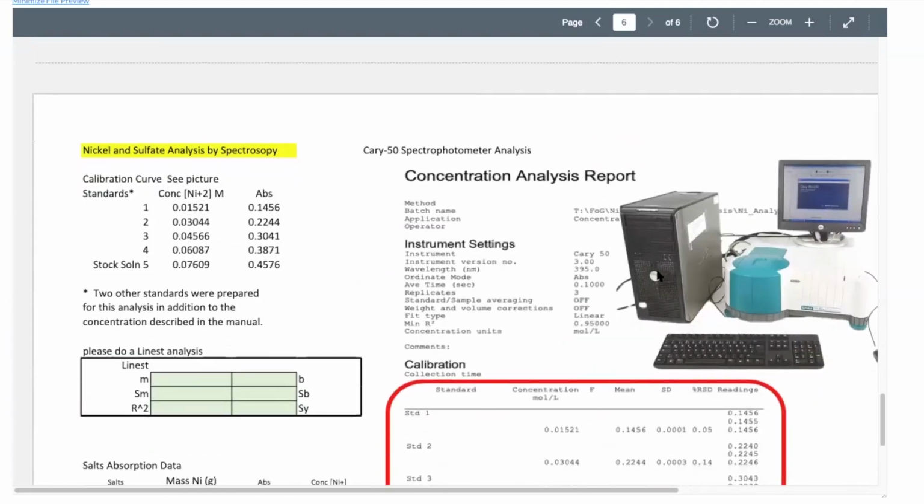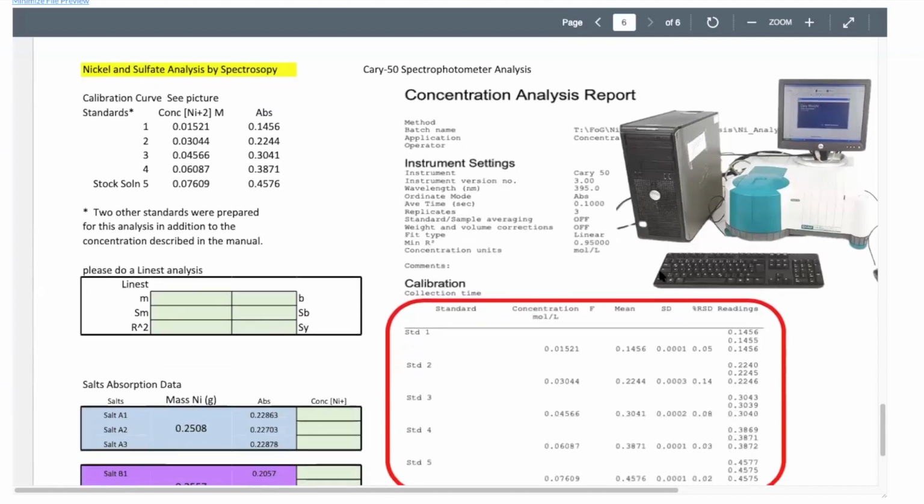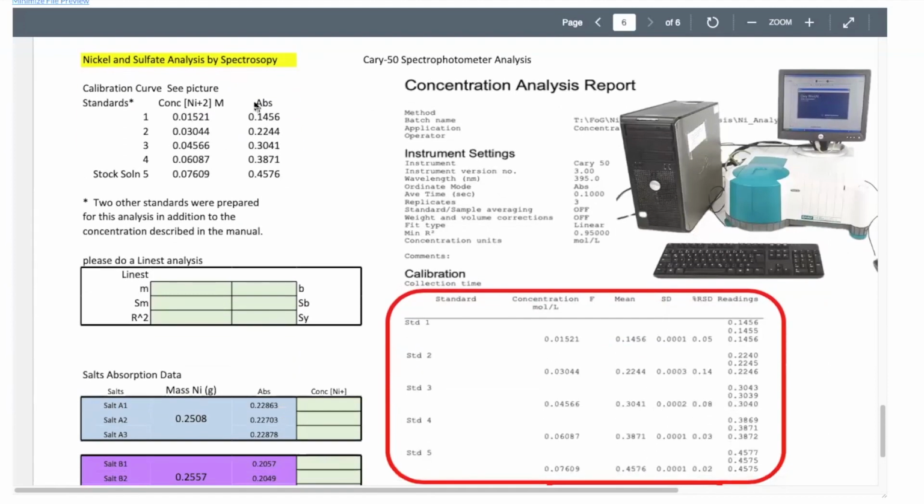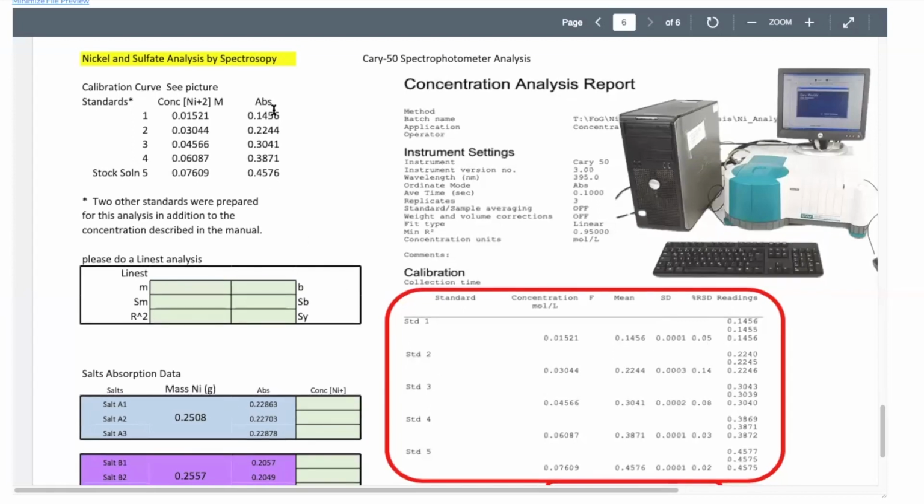Okay, let's take a look at the nickel analysis. So this is your concentration. These are the absorbances. This is for the calibration curve. Concentration, absorbance. And what you want to do is plot this in Excel. Plot concentration versus absorbance, so you have an equation of the line. I think I already showed you that in the movie. But then you want to do a LINEST, because you want to know the slope and the intercept.